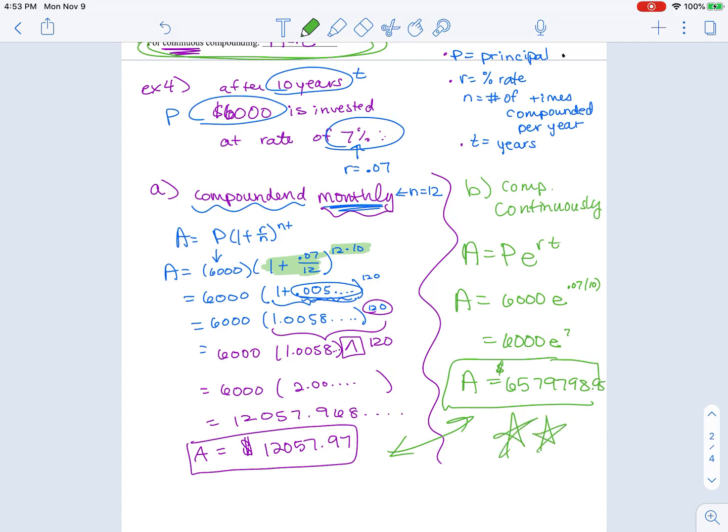If we compare these two, this is definitely way better. Now, I will say you can't really invest in anything that will give you a continuously compounded rate like that. But there are other financial implications to this, which is really great.